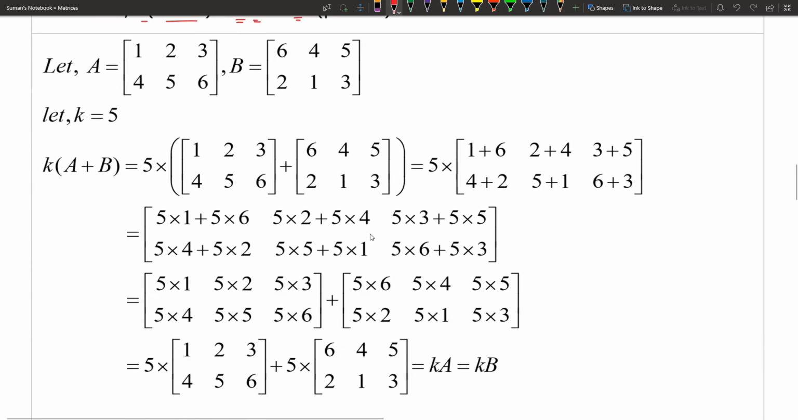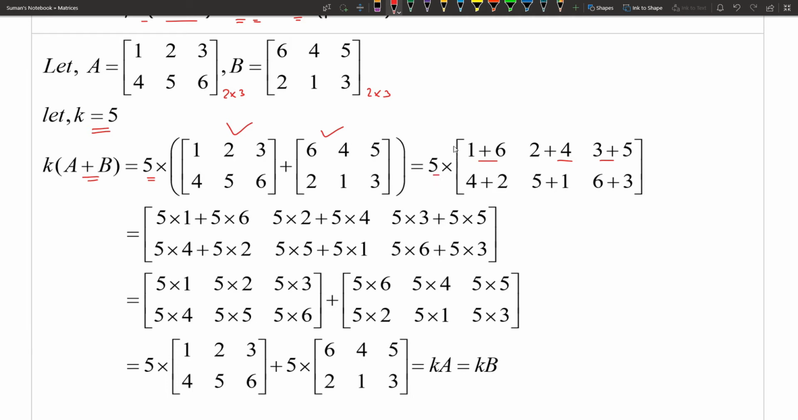Now the property with an example. Let A be a matrix of order 2 cross 3, and the second one B is also 2 cross 3. At first we take k equal to 5. Then k into (A plus B) is 5 into, after addition of the matrices, 1 plus 6, 2 plus 4, 3 plus 4 and so on. So first we add the two matrices.